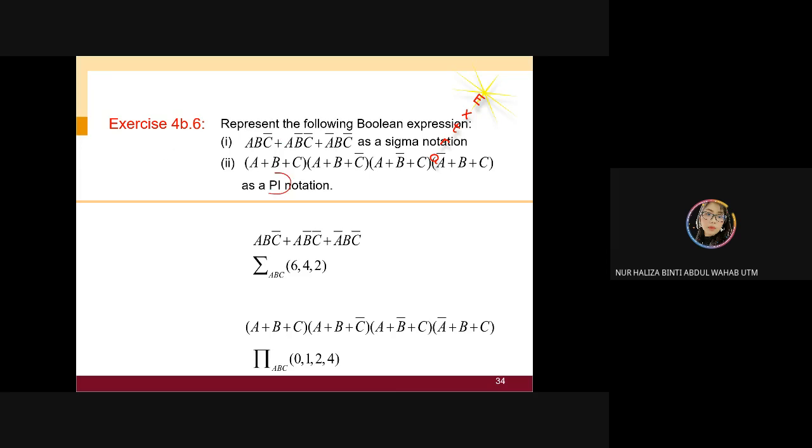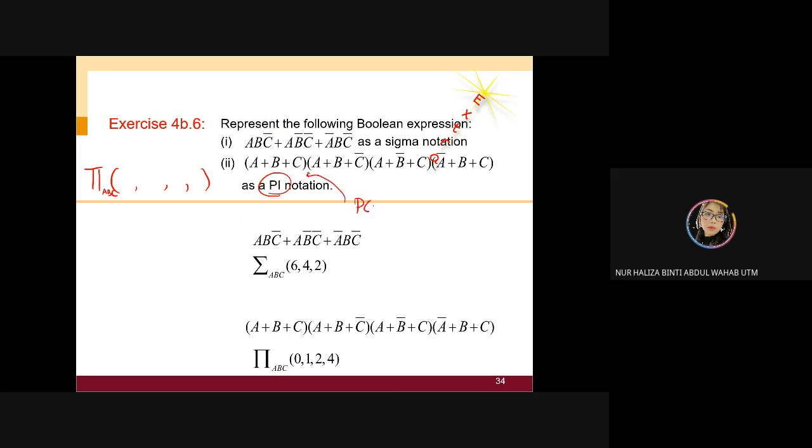Okay, pi notation, I put pi. How many variables do I have? 3: A, B, C. So I have here 3 variables. There is like 1, 2, 3, 4 terms. So pi notation, and I check one by one.